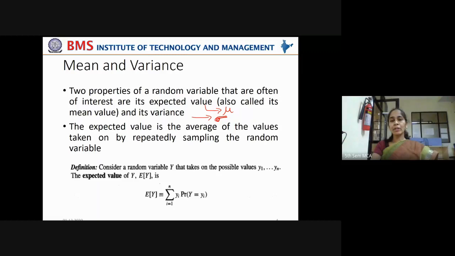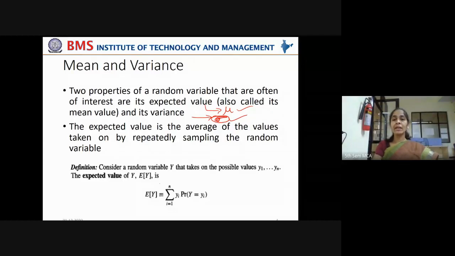So the two properties of a random variable that we are often interested in, to study a particular experiment or a particular model, are these two parameters. One is mu, the mean of the values or the mean of the expected values, and the other is the variance. Variance means how far a particular data point varies from its average. The difference between each data point and its mean, when squared and averaged, will give you the variance.